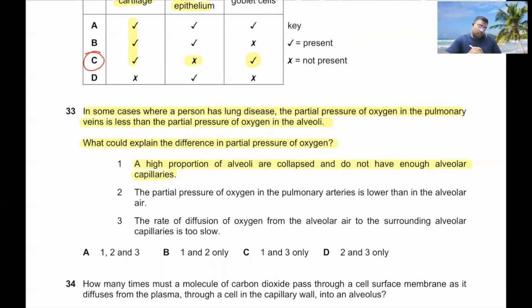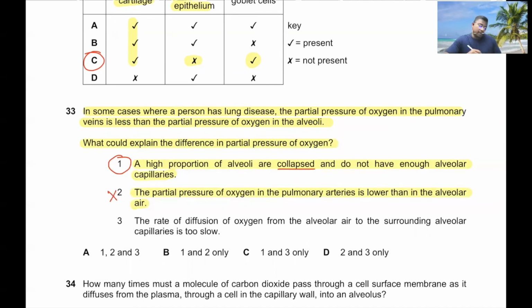All right. So yes, this happens. This happens in emphysema. So option 1 is correct. The partial pressure of oxygen in the pulmonary artery is lower than in the alveolar air. Well, this is a wrong statement. The partial pressure of oxygen in the pulmonary artery being lower than in the alveolar air does not explain why the pulmonary vein is less. So number 2 cannot explain that statement.